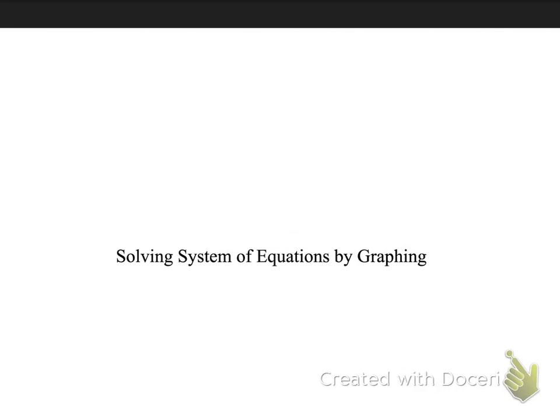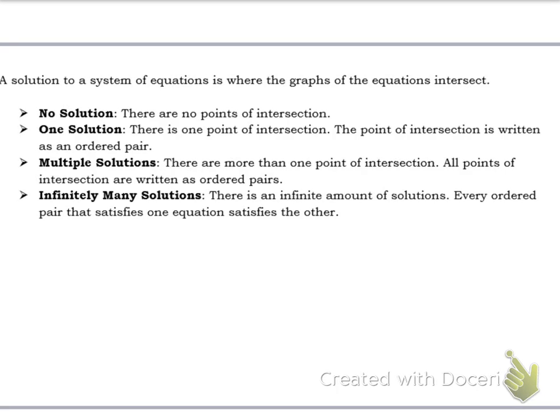This lesson we're going to be talking about solving systems of equations by graphing. So we're going to be graphing lines and seeing where they're running into each other to find solutions, or answers, where they're hitting each other. No solution, they're not intersecting at all. One solution, they will be hitting each other at one spot. Multiple solutions, there are more than one points of intersection, and infinitely many means there's an infinite amount, so it's like two lines sitting on top of each other. They're hitting lots and lots of times.